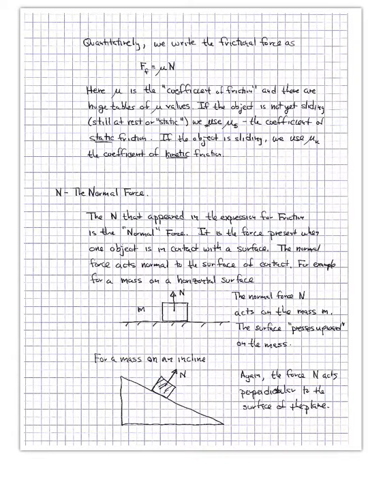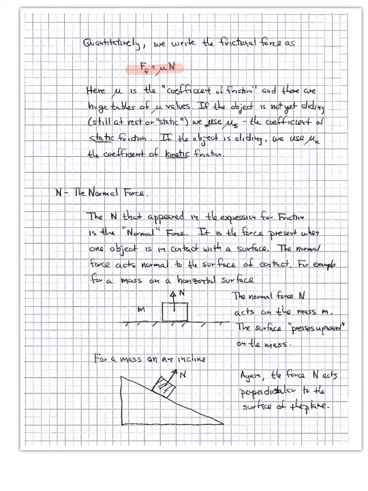We can write the frictional force quantitatively as the frictional force is mu N. So mu is the coefficient of friction, and this mu is tabulated. There are huge tables that relate different materials on other materials. Rubber on asphalt, steel on wood, and so on. So huge tables.